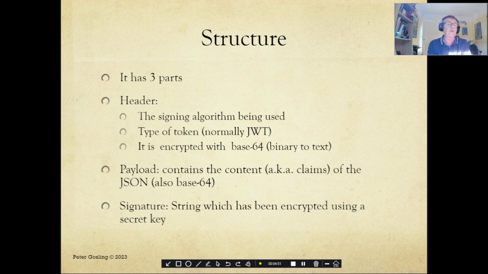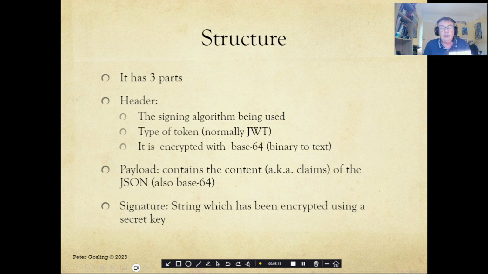It also will have another part to it, which is a type of token. Normally that's JWT, okay, in the standard. It is then encoded with base 64, which is kind of binary text encoding. So essentially it puts everything as ones and zeros, but it then converts it back, and we can display it as text. So it's a form of encoding that takes place there.